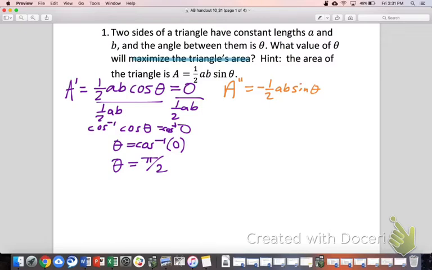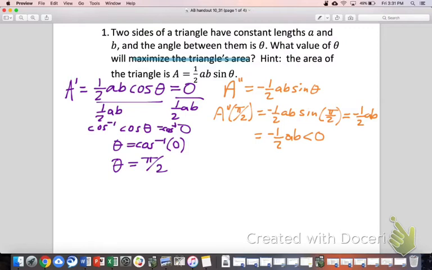Okay, so when I try to do my second derivative test, I'm going to be plugging in the critical number. A double prime of pi over 2 would equal negative 1/2 AB sine of pi over 2, and sine of pi over 2 is 1, so we'll end up with negative 1/2 AB. We know for sure that negative 1/2 AB would be negative. The reason is that A and B are side lengths on a triangle, so they have to be positive, and the product of two positives is a positive, and then times a negative will be a negative.